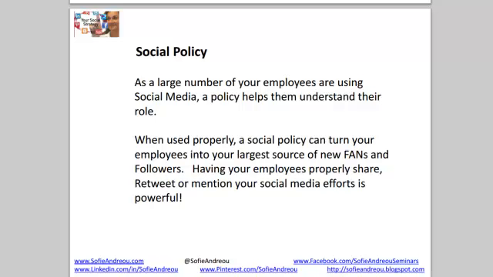When used properly, social media can turn your employees into your largest source of new fans and followers, and you can have your employees properly share, retweet and mention your social media efforts. So if you're a company and some of your employees are the type that are on social media, you can't force them to be on social media, but if they are, it's great when they start sharing it.